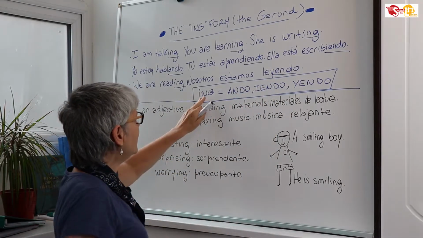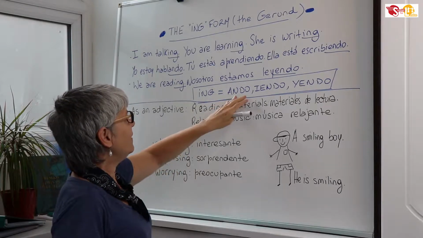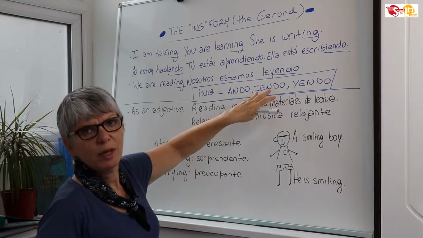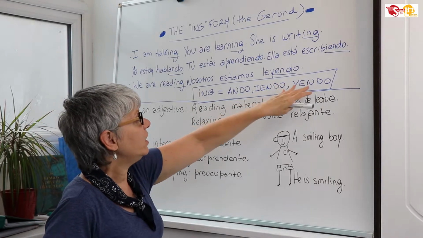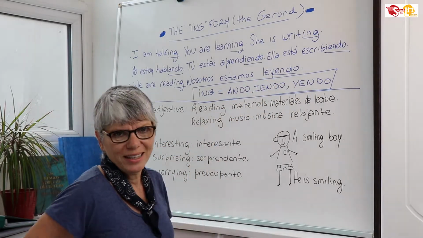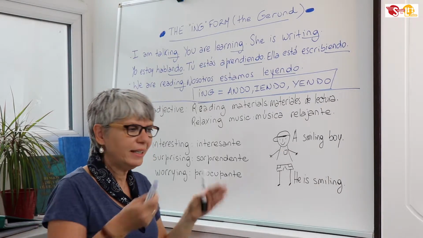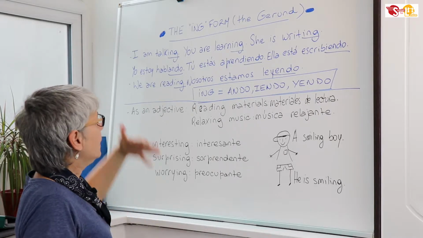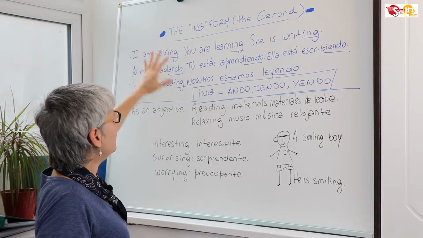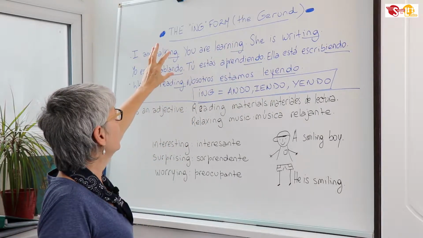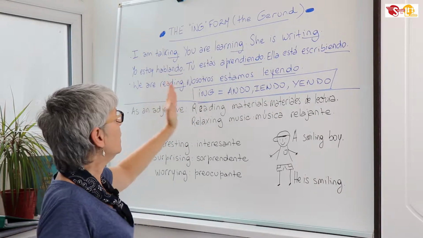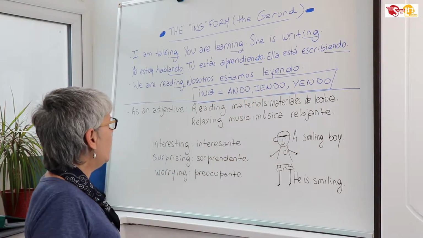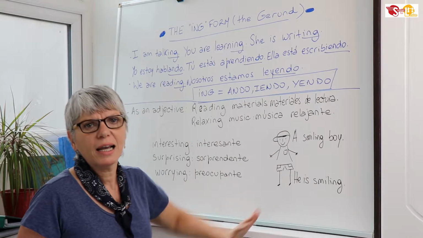So the ing, the ending, is in Spanish ando for verbs ending in ar, iendo for verbs ending in er or ir, and yendo for some irregular cases, which of course I will explain in depth in our lesson about the present continuous. But the thing is that in the continuous tenses you don't have any problem because this is a parallel structure. So ing, ando, iendo, yendo. No problem at all. What happens now in the black part?